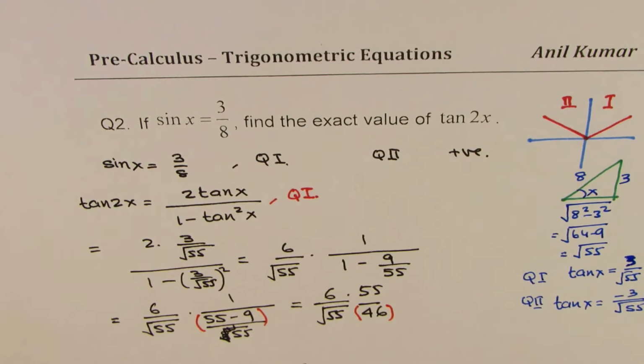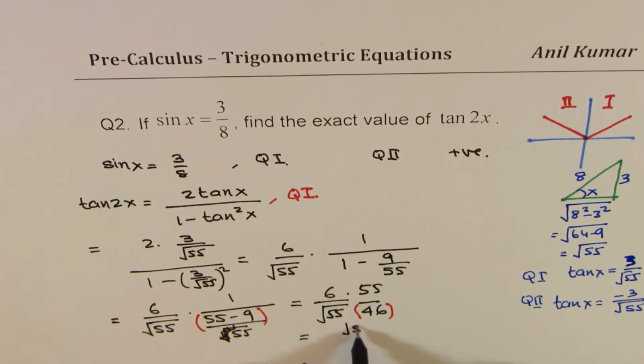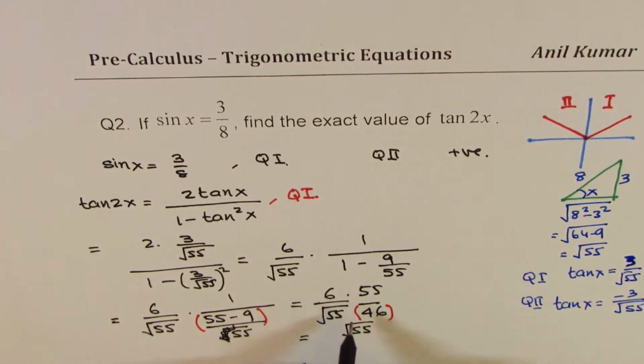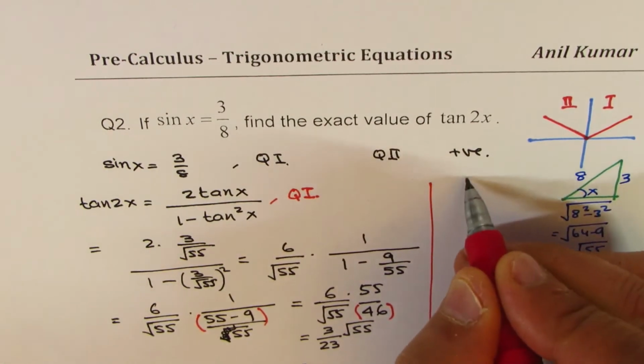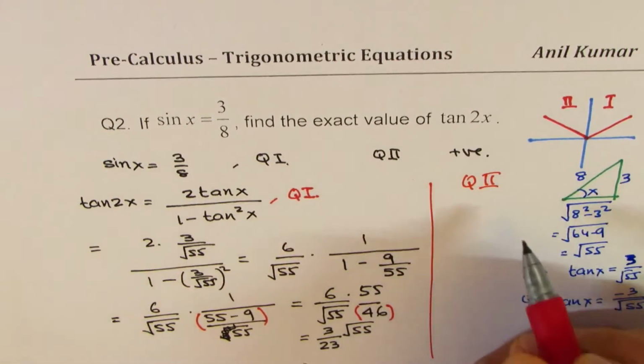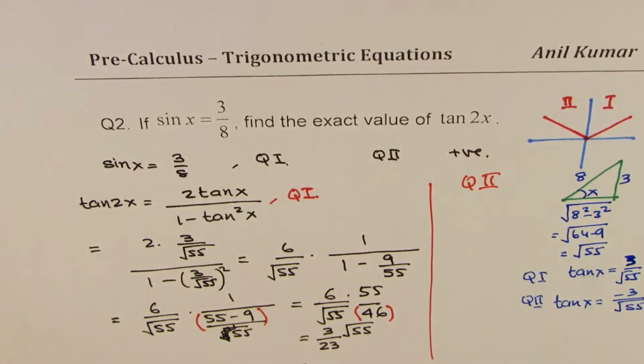Now that could be simplified. We could divide this. 55 divided by square root 55 is square root 55. We could divide both by 2, getting 3 over 23. So in quadrant 1, we get a positive value. Perfect. In quadrant 2, what are we going to get? We are going to get the negative value.